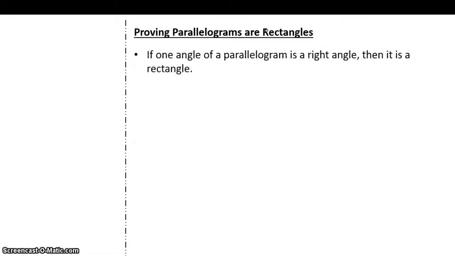So let's go to where we're at. So proving that parallelograms are rectangles. It's our next main idea. One way is if you know that one angle of a parallelogram is a right angle, then you can say it's a rectangle.